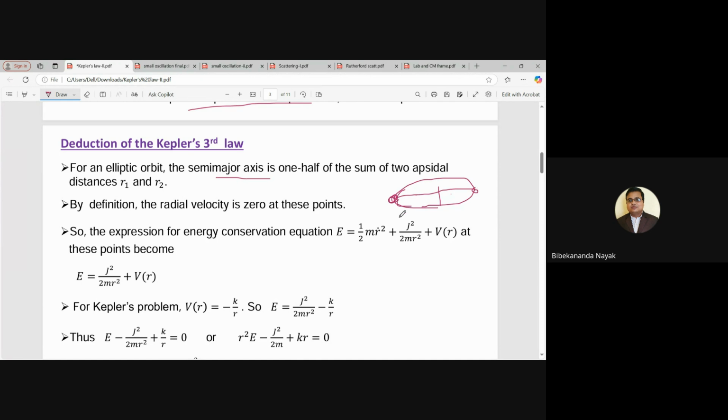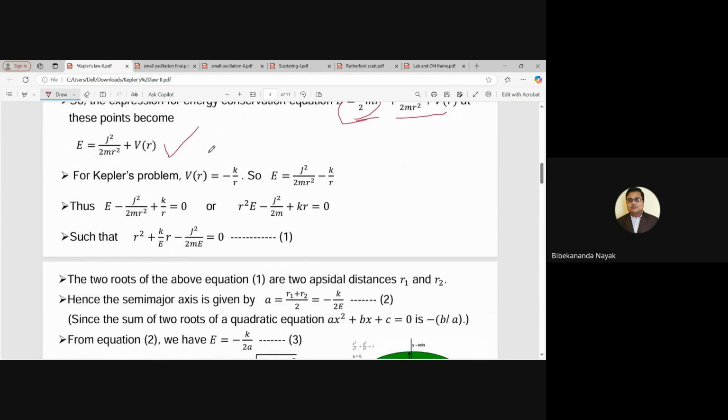So the expression of the energy conservation equation becomes: energy is kinetic energy plus potential energy, half m r dot square plus j square by 2 m r square plus V(r). After converting the theta component, we got this j square by 2 m r square. If r dot is equal to 0, then this term vanishes, so total energy becomes j square by 2 m r square plus V(r). Again, for the Kepler problem, we have potential energy equal to minus k by r. So energy becomes j square by 2 m r square minus k by r.